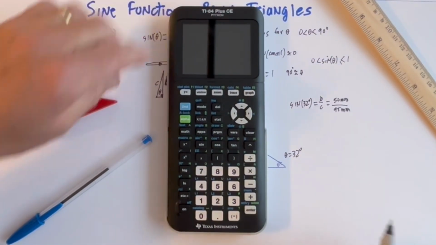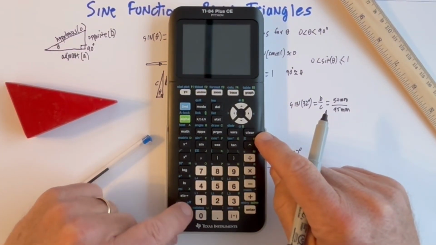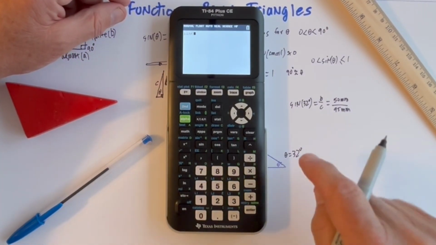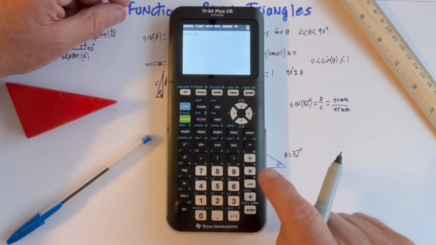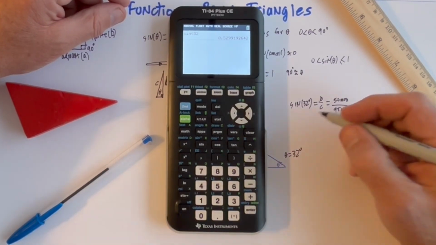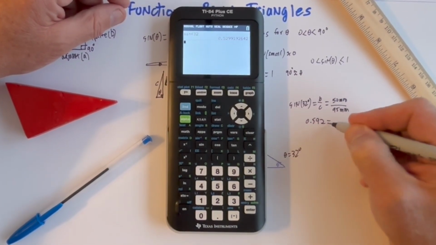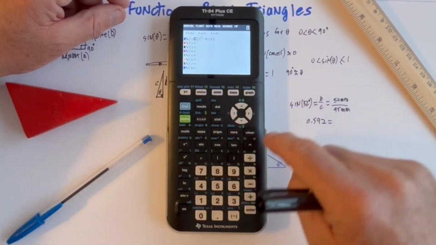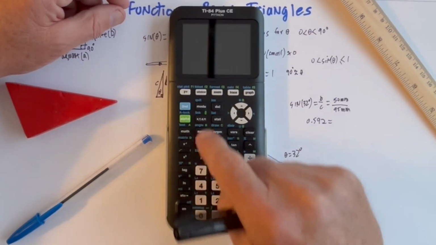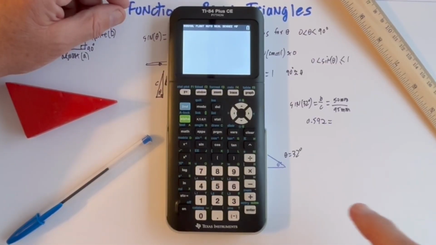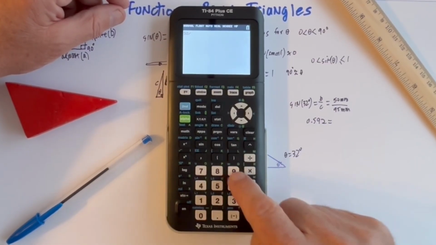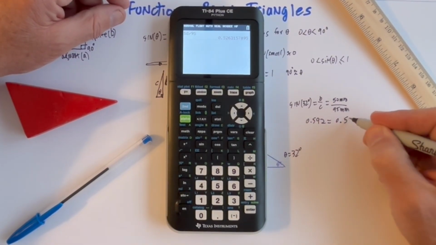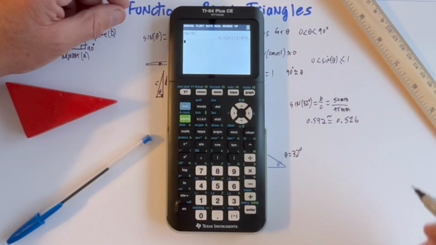Get our TI-84. Let me turn it on here. Now I'm going to take the sine of 32, and I've got it in degree mode. That's going to be equal to 0.592. Now, whoops, I didn't want to do that. Clear it. Now let's take the ratio of 50 divided by 95, and that's equal to 0.526. So those are approximately equal.